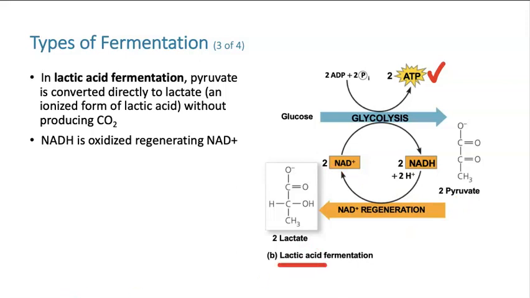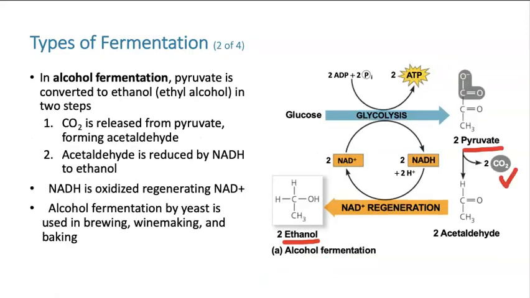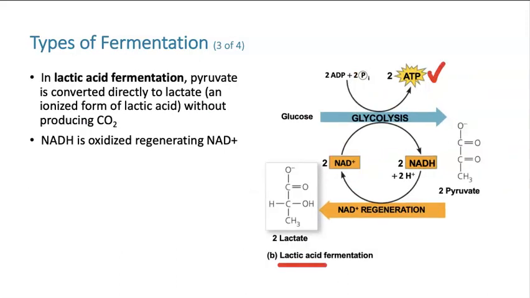So again, the processes are very, very similar. It's just with alcohol fermentation, you have carbon dioxide and ethanol as a byproduct, but most importantly, you're regenerating your NAD+ so that you can go through glycolysis again. Same thing for lactic acid fermentation. You've got your byproduct. This can cause muscle aches and pains, but very importantly, we're regenerating our NAD+ so that we can go through glycolysis again.